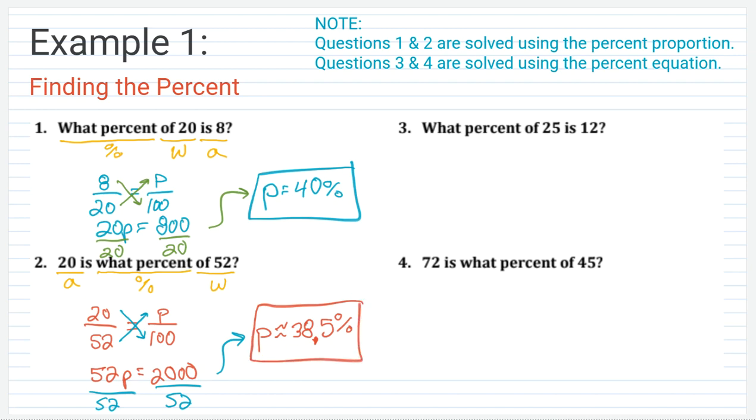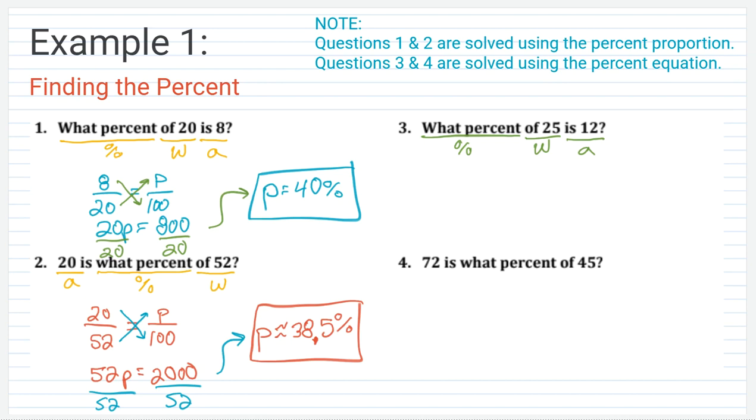Now, what happens if we're going to use the equation? With the equation, remember it's A equals P times W. And again, I think it's important just to take the time to identify what each part of your problem is. So when I look at this problem, what percent of 25 is 12? What percent? That's my percentage. Of 25, that's what it's out of. And then is 12, that's the part. So again, look for those key words. What is it out of? Does it say what percent? And then whatever's left is going to be the part.